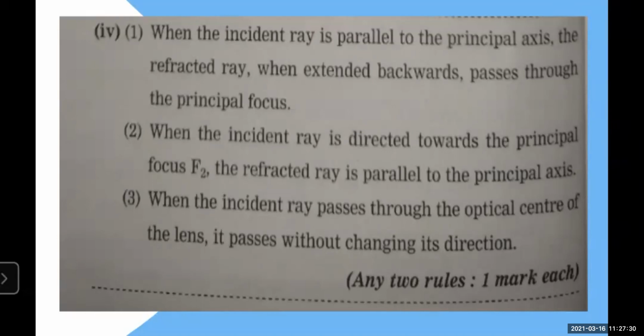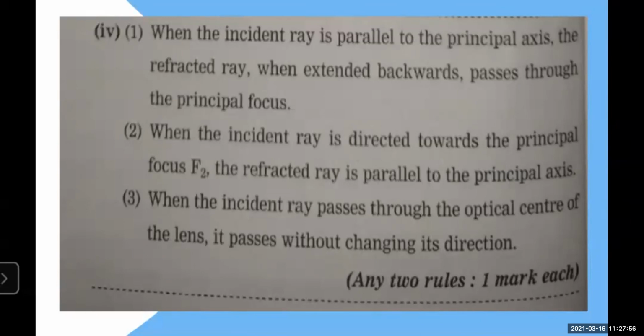Okay. Second point, when the incident ray is directed towards the principal focus, if the incident ray is going from the principal focus F2, the refracted ray is parallel to the principal axis. It is the opposite of the first one. If it is going from the focus, it will come out parallel to the principal axis.